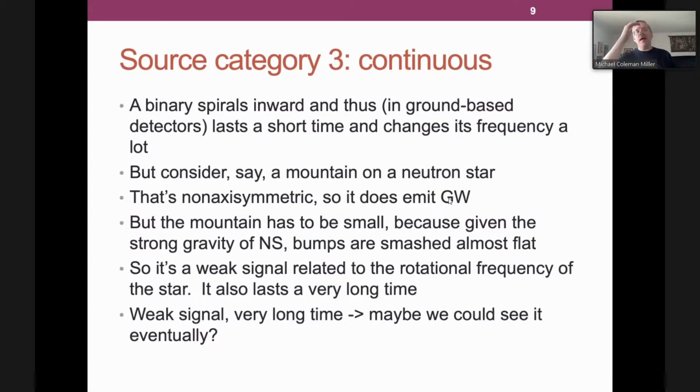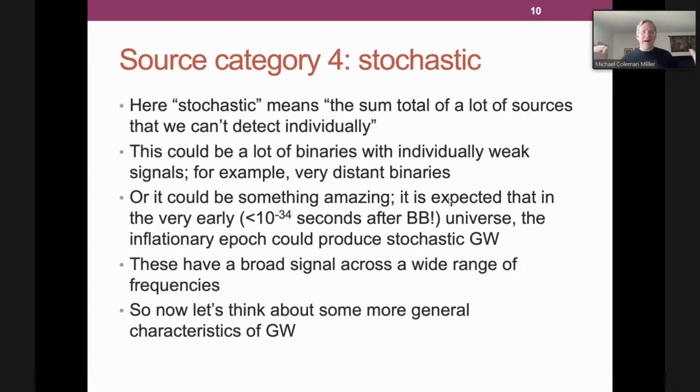Who knows? The last category is basically adding up a whole bunch of sources that are each individually weak enough that they cannot be detected, but they can be detected in total. For example, this could be a lot of binaries with individually weak signals. Maybe you have binaries too far to be detected individually, but when you combine them all together, there's a clear noise that you might be able to identify. Arguably, the most interesting of this category would be from the very early universe, from the so-called era of cosmic inflation, when it is believed that the universe expanded faster than the speed of light, but not violating special relativity in any way. At that stage, there might have been a stochastic background, which would be truly remarkable in its importance. So these all have broad signals across a wide range of frequencies.